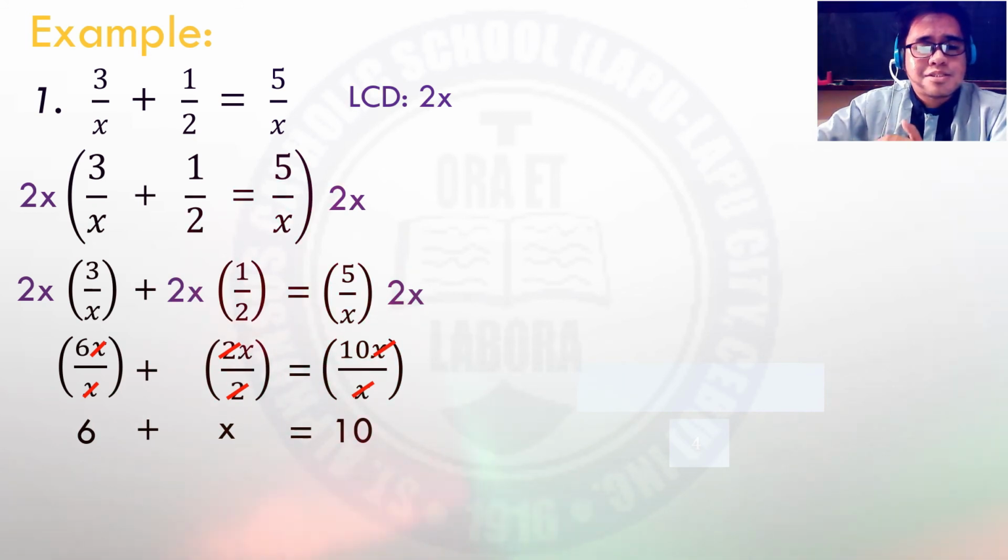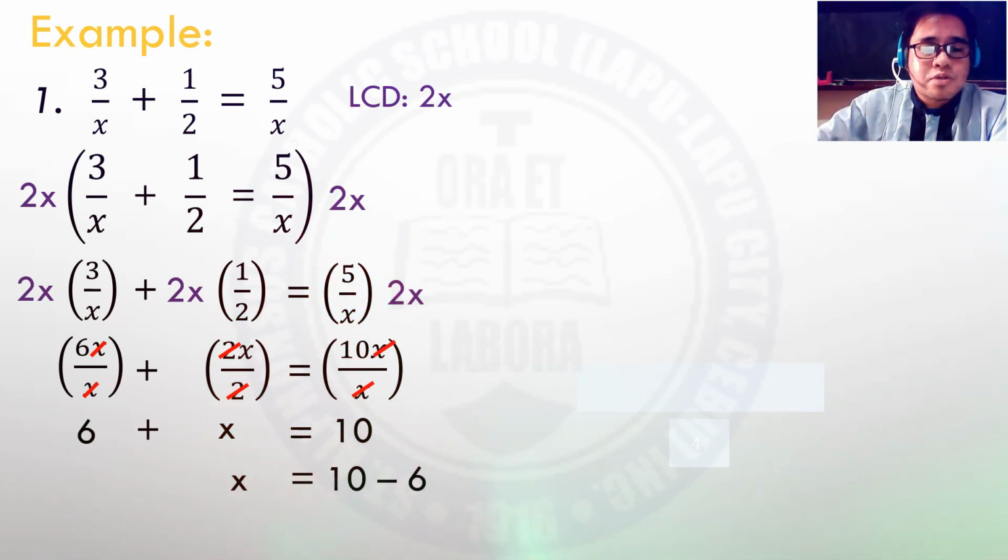Now this is the simplified form, but this is not yet our final answer. So we are going to isolate the variable x by transposing 6 to the other side of the equation.